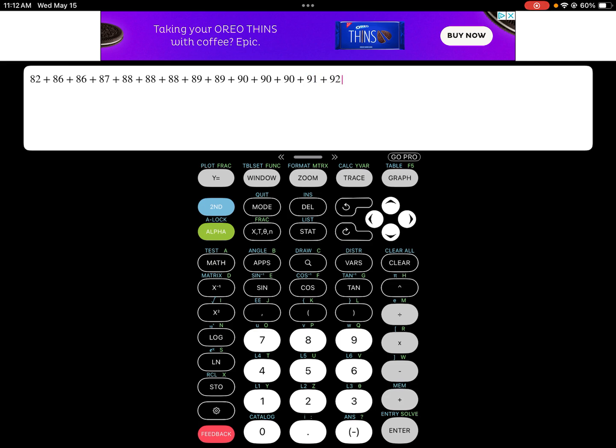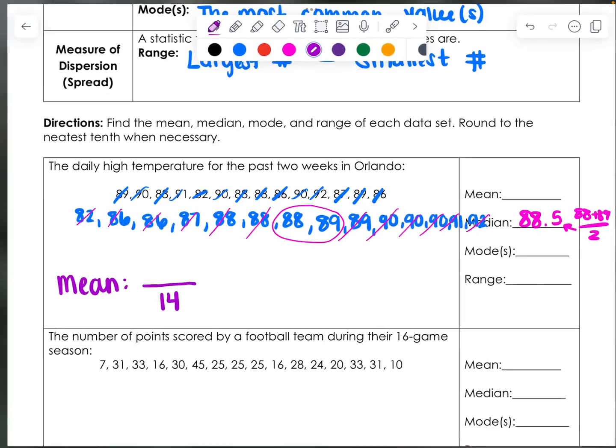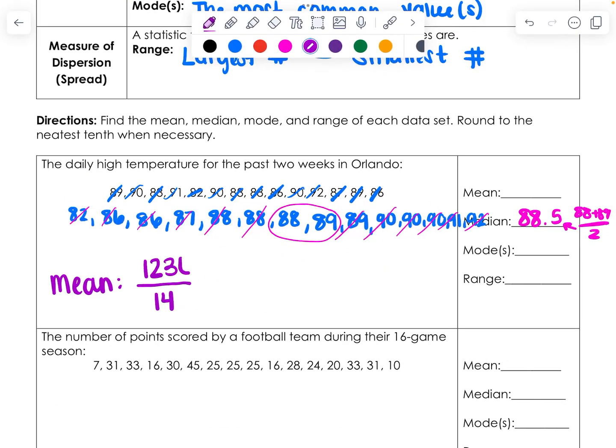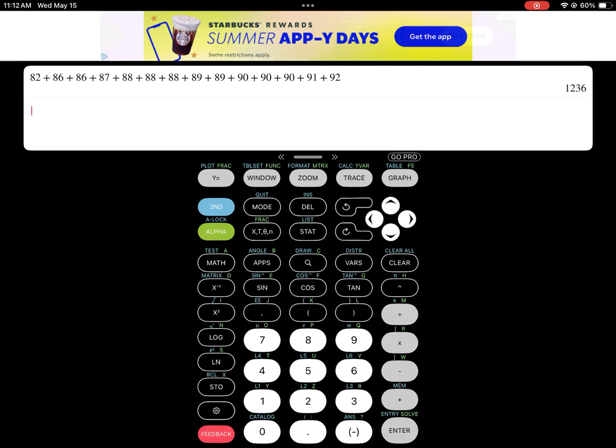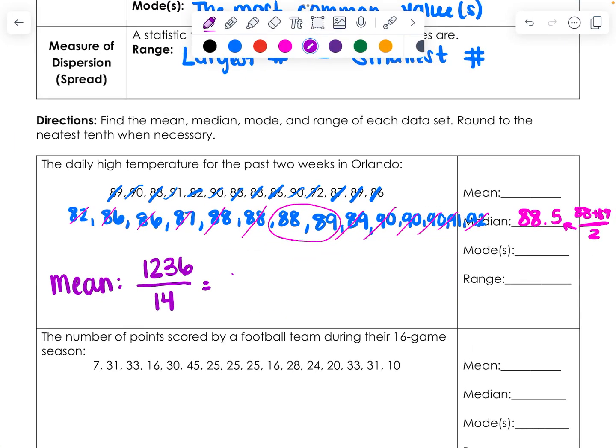I'm going to make sure I have 14 numbers there. 1, 2, 3, 4, 5, 6, 7, 8, 9, 10, 11, 12, 13, 14. That means I didn't miss any of them. All right, and the sum of that is 1,236. So then using my calculator, I'm going to divide that by 14. And that gives me 88.2857. We're going to round to one decimal place. So I'm going to round that 2 to a 3. So that means my mean is 88.3.